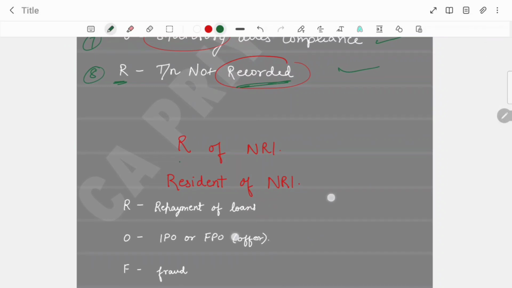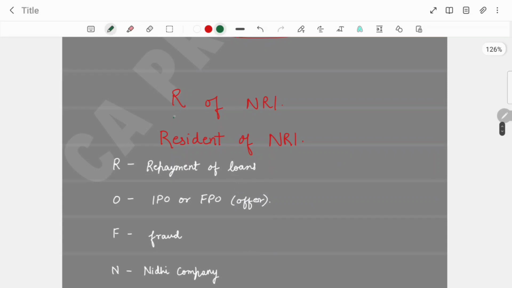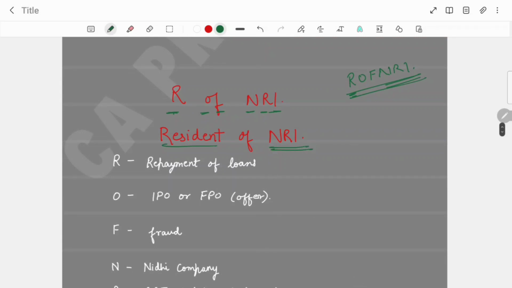Now we'll move on to the next memory trick, that is R. Here you need to see very carefully. Here it is R, O, F, N, R, I. To make it easy to remember, I've written R. You might have studied in direct tax, resident. R stands for resident and NRI stands for non-resident of India. So you can remember this way, and OF will be 'of'. So you can remember resident of NRI.